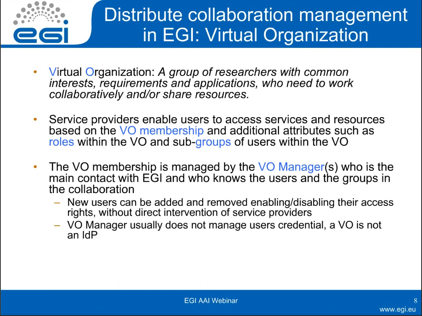As I said before, in EGI, service providers allow users access to the resources based on the VO, the virtual organization membership, and the roles and the groups of the users within this virtual organization, which can be translated basically into attributes associated to the users. The difference between groups and roles is that the group attributes are fixed, meaning that a user always brings with his or her credentials the attributes of the groups, while the roles can be chosen based on the action that the user wants to perform in the specific moment.